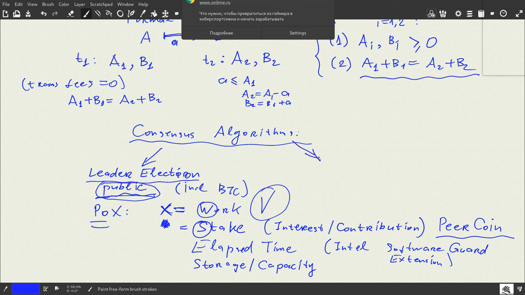And the other family of protocols, which are called BFT, Byzantine fault tolerance, are much more typical for private or semi-private blockchains. How Byzantine fault tolerance works in detail, we'll discuss in the next lecture on Monday. For the moment, we are done. Thank you.